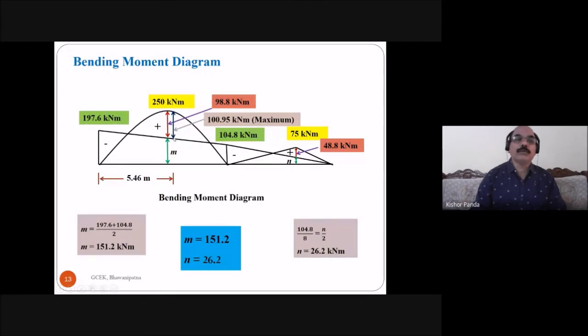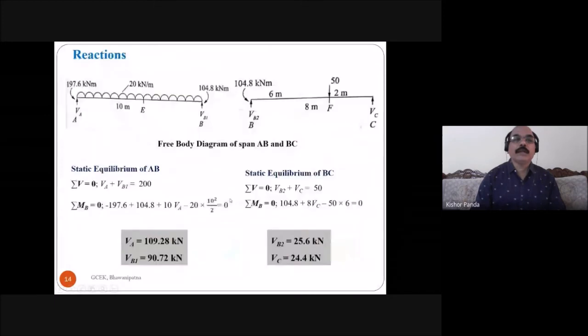You don't know the maximum positive moment. For this maximum positive moment, where the shear force is 0, at that position you will get the maximum positive moment. Here the maximum positive moment is at a distance of 5.46 meters from the support, and this value is 100.95 kilonewton meter. This is the maximum positive moment I have calculated here. So this is all about the bending moment diagram.